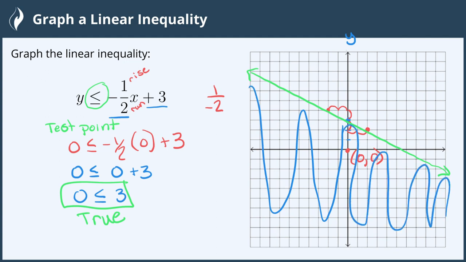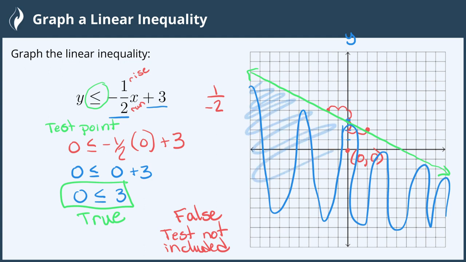So we'll be shaded down here. If we had gotten a false statement, this would mean that the test point should not be included in the shading, but because ours is a true statement, it should be included in the shading, and all of this is shaded in because the 0, 0, or the test point that we chose, is a solution, so it should be included in the shaded region of all of the solutions.